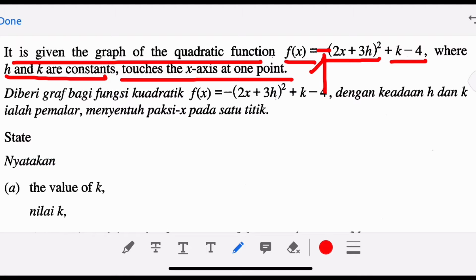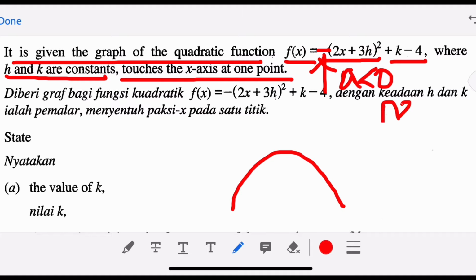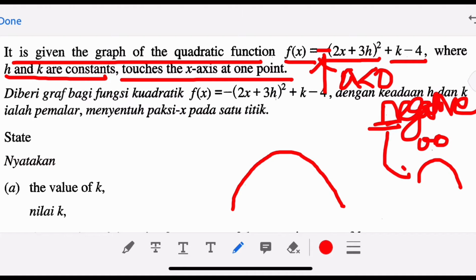The coefficient a is less than 0, right? So in this case, we will have the N shape. Remember, negative means N shape. The word negative also starts with the N. Okay, so we have sketched the quadratic function.